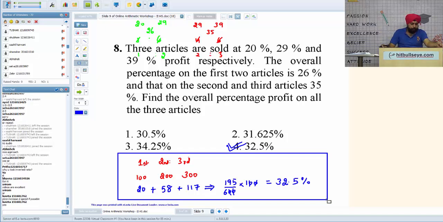Thank you so much, Shriram. Yeah, that's great, Kavita. Okay, students, so the answer comes out to be 32.5%, which is choice number 4. So let's go to the next question.